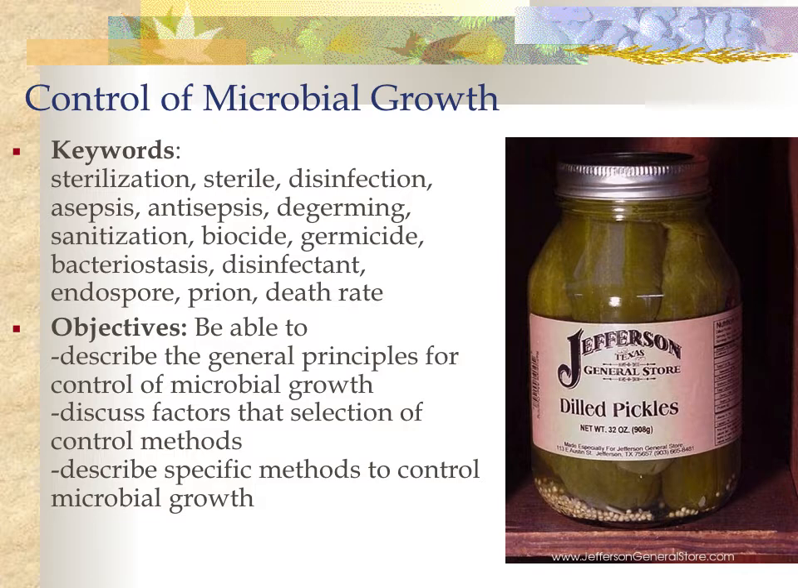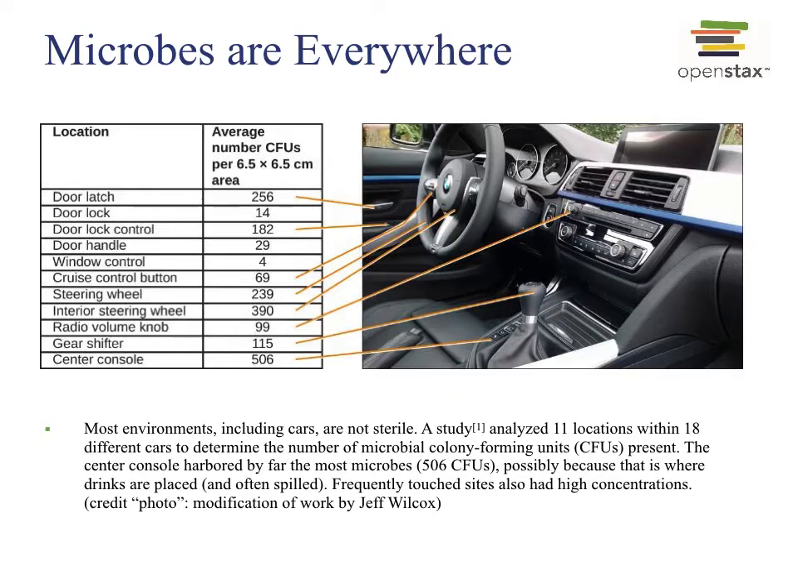And controlling microbial growth is a really common problem. Just like we want microbes to grow in some areas, in other areas we don't. And so I've got a picture of canned pickles here. Pickling is a typical way of controlling microbial growth. So this is a picture from your textbook.